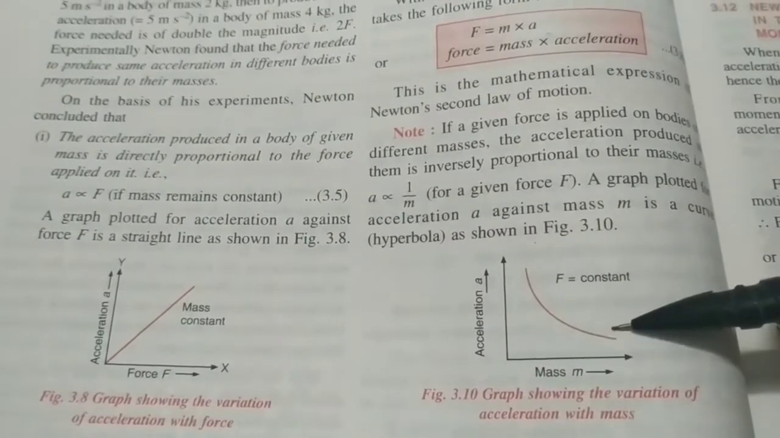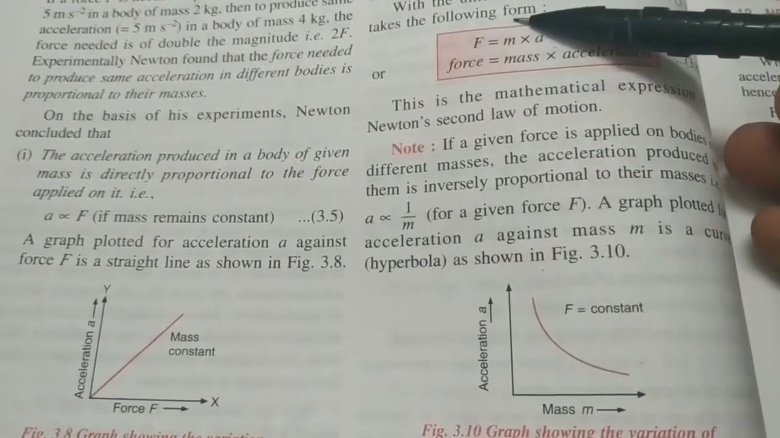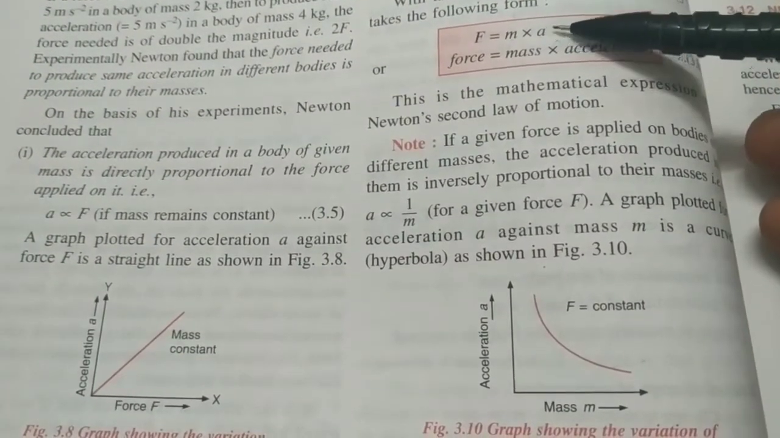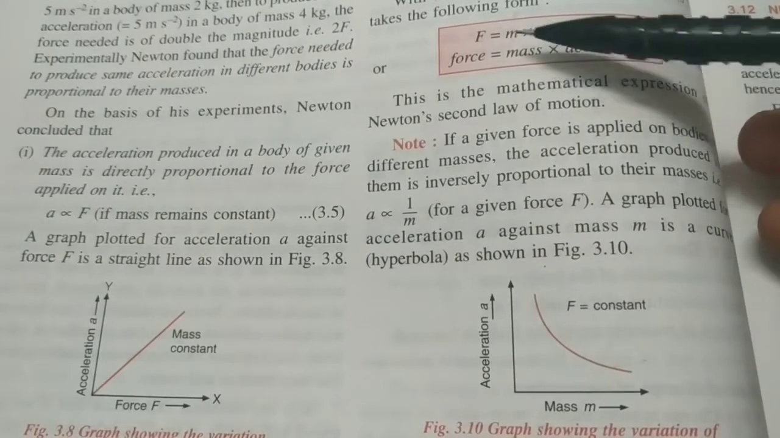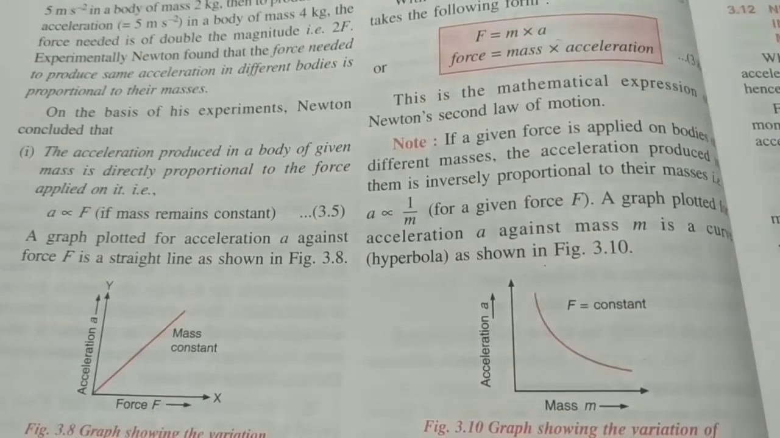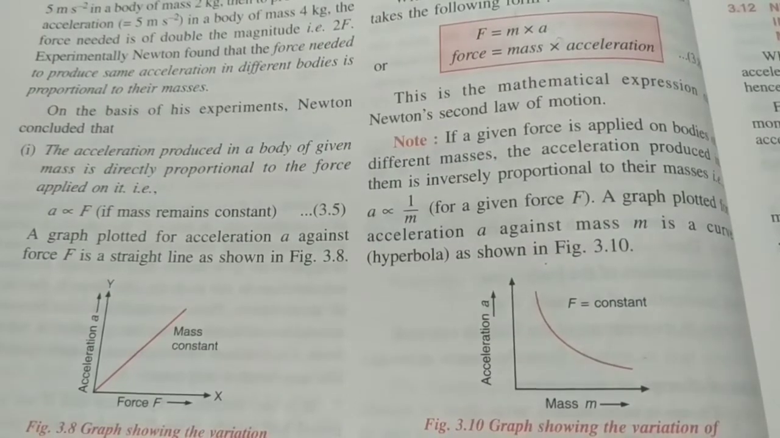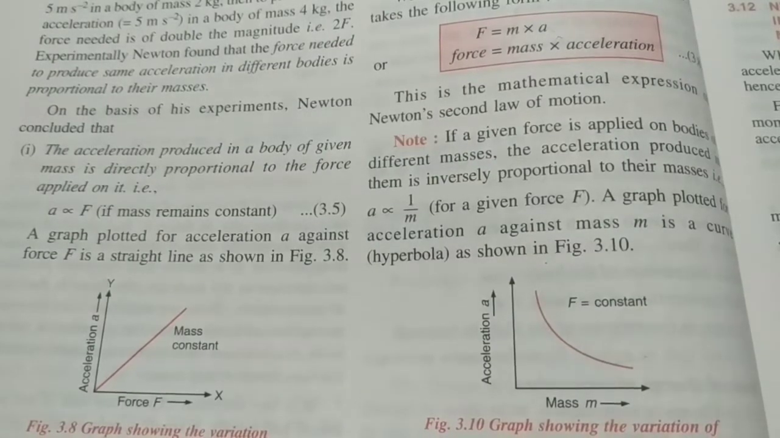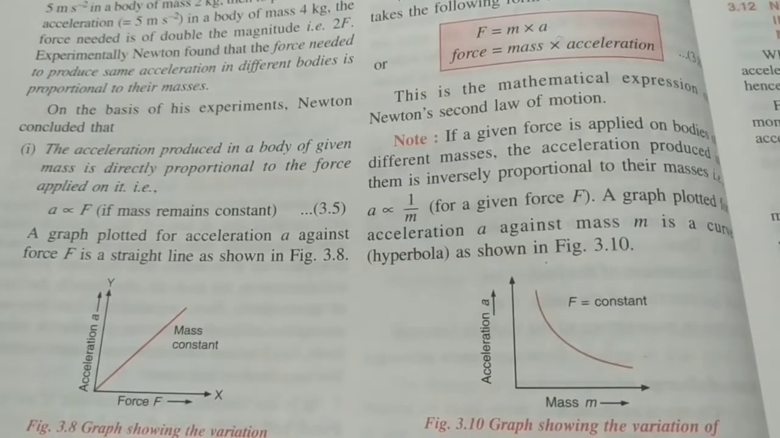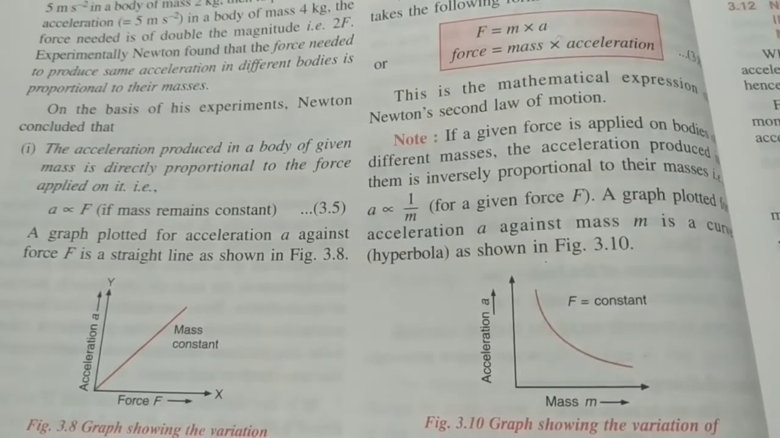Inversely proportional means if the mass increases, then the acceleration produced will decrease if the force is constant. For example, if you apply the same force on a bike and on a truck, in which case will a greater acceleration be produced? In a bike, because its mass is less.